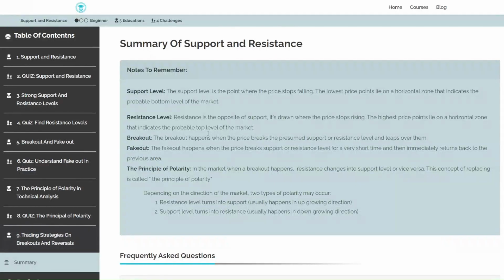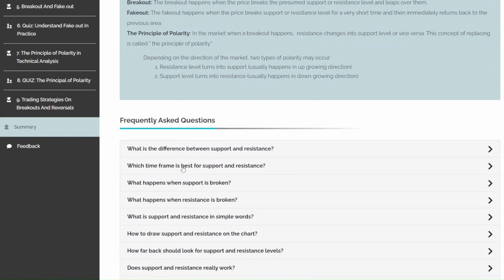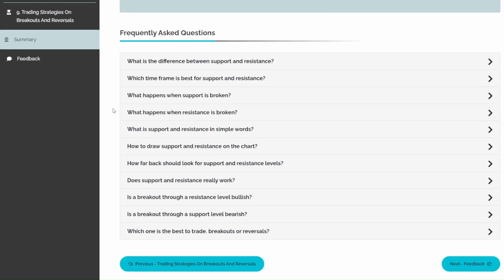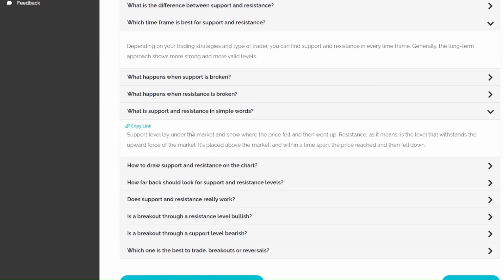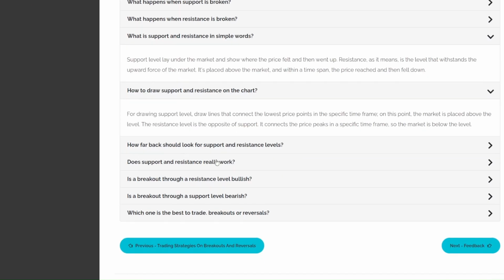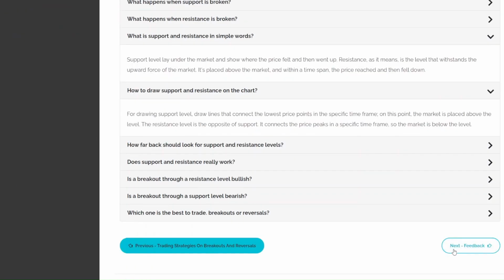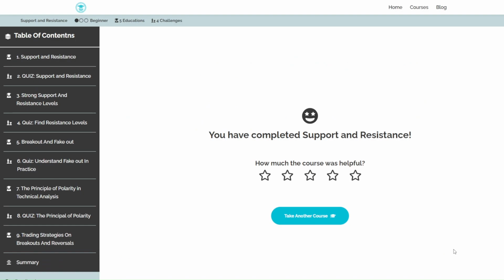Going to the next lecture, it is a summary of what we have just talked about. You can go through it. We also have other things like frequently asked questions, very important concepts, the most asked questions that people usually ask, and these are very short and simple questions and answers. If you are interested, you can go over them and learn them. But this is what we wanted to share, and with all this, you know everything about support and resistance.